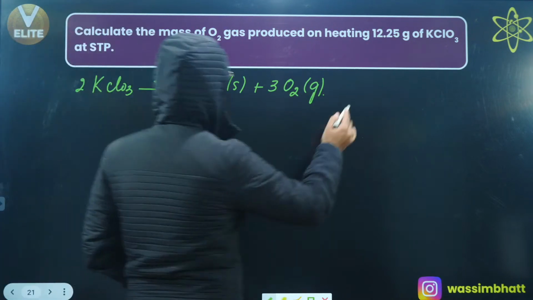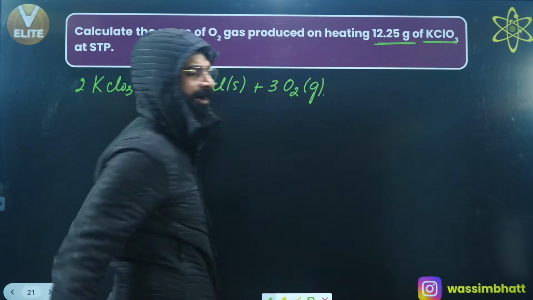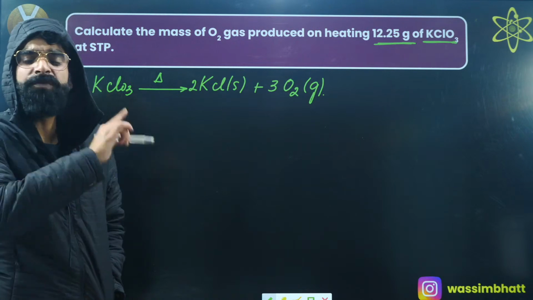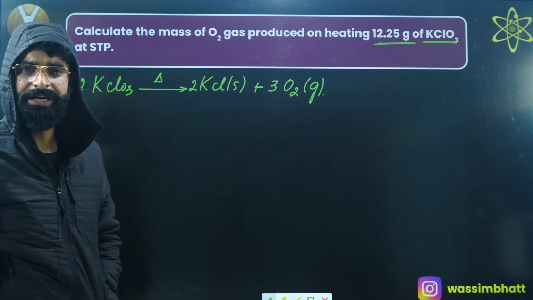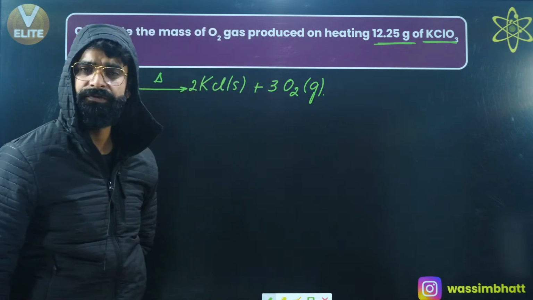So first of all, I am given the mass of KClO3. Have a look. Mass of KClO3 is given to me. This is the given quantity.